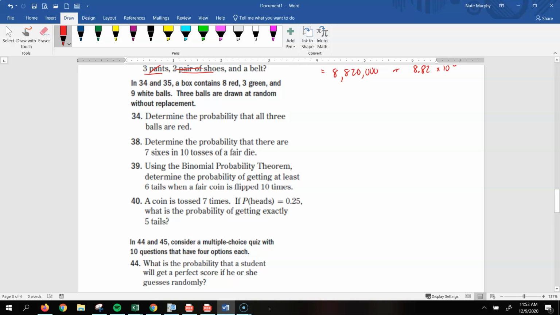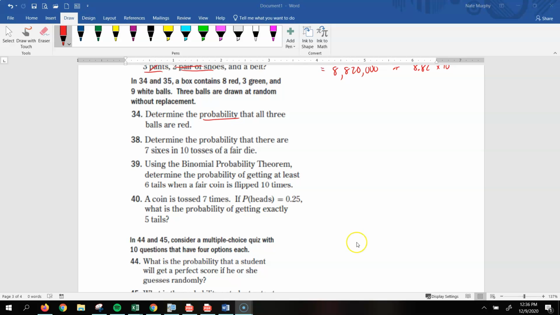All right, let's look at number 34. It says determine the probability that all 3 balls are red. So what's going on here? We have a box with 8 red, 3 green, and 9 white balls. 3 balls are drawn at random. So we want to find the probability that all 3 balls are red. Now, this is not a binomial probability. The reason why it's not a binomial probability is we have the red, the green, and the white balls. We have 3 different colors here as opposed to just having 2 possible outcomes.